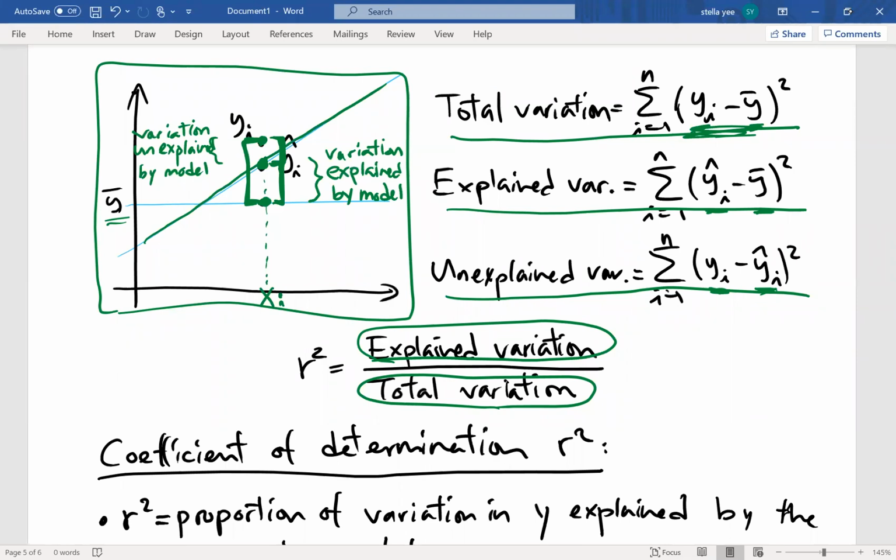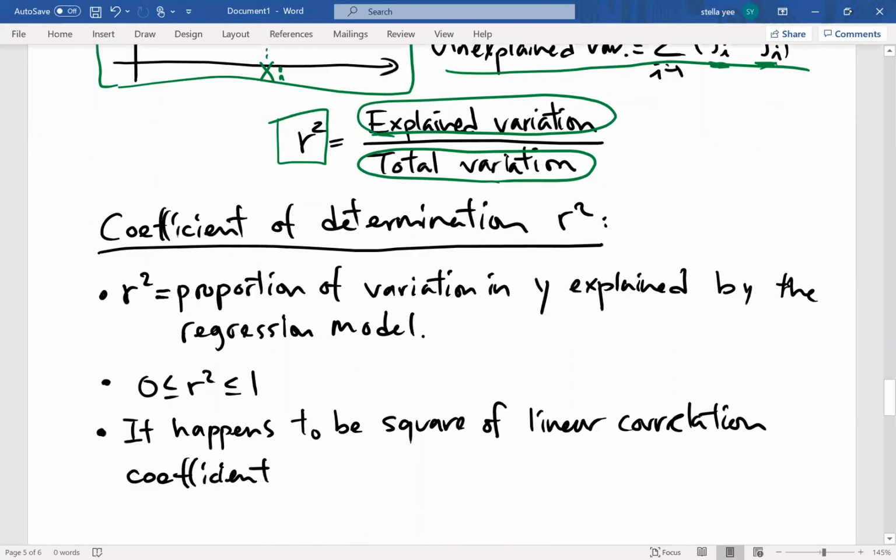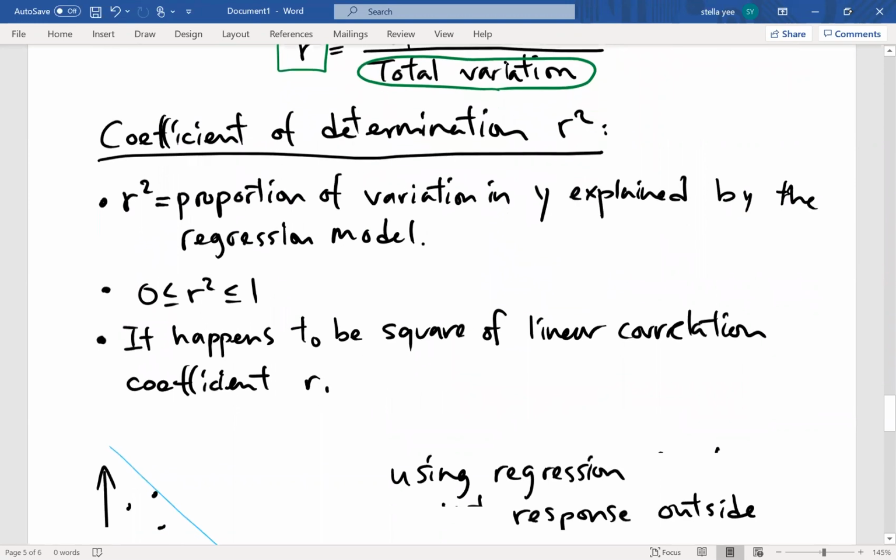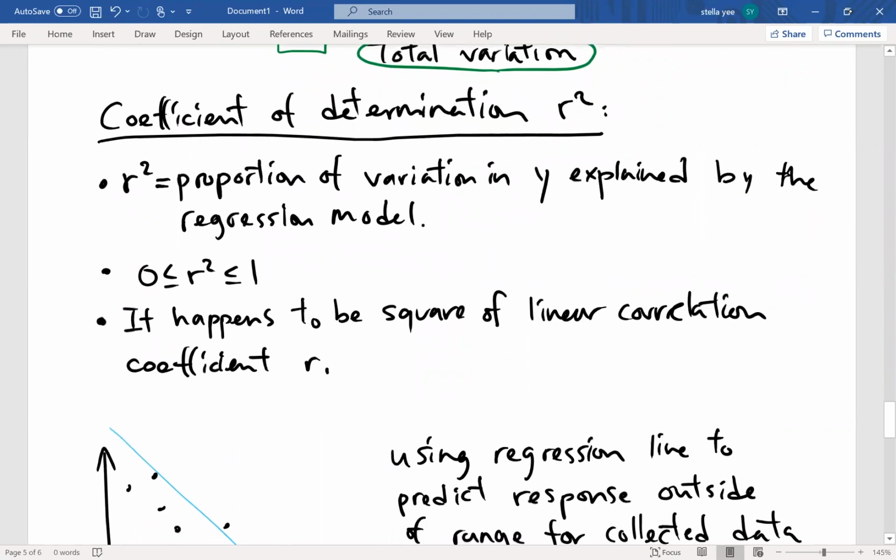That happens to be what's called r squared, or the coefficient of determination. So r squared is literally a ratio. It's going to be a positive number, between 0 and 1. You could interpret this as the proportion of variation in the y variable that's explained by the regression model. When I say model, in this case, we mean the regression line.